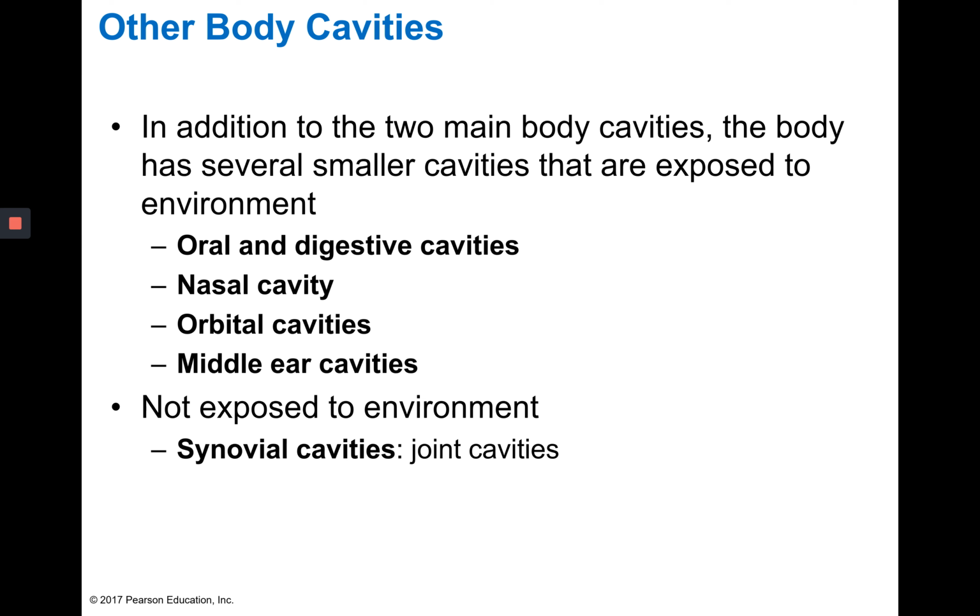And still, there are other body cavities. In addition to the 2 main body cavities, you have in the body the oral and digestive cavities, nasal cavity, orbital cavities, middle ear cavities, and eventually we'll get to joints and look at synovial cavities. And some of these cavities are actually open to the outside of the human body. So they're open body cavities, whereas the ones we looked at previously were closed body cavities. So stay tuned for these body cavities. Some will be handled in Anatomy and Physiology 2.